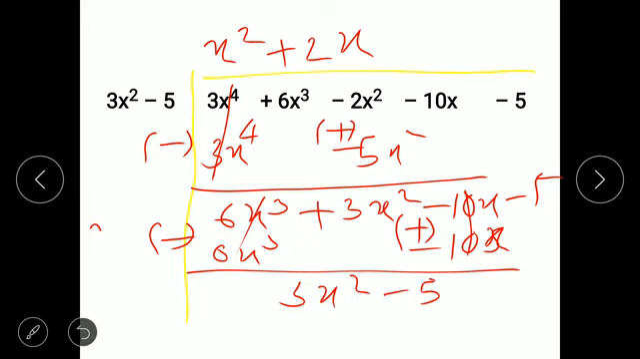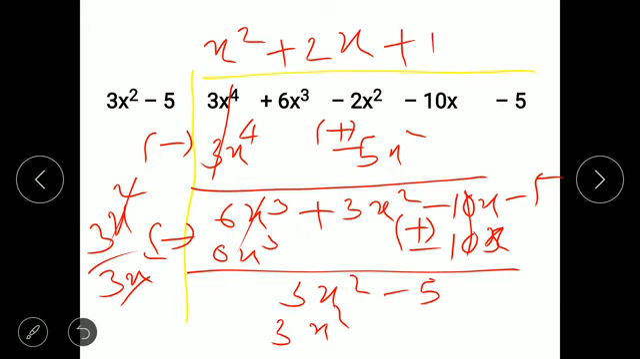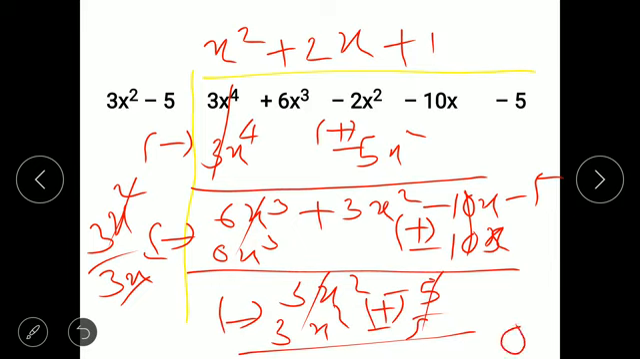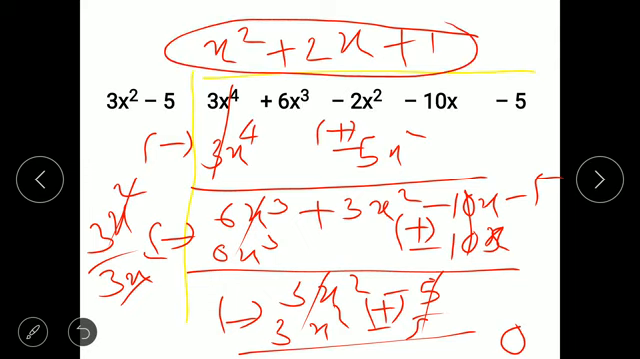Same way, 3x square by 3x square cancels, means 1 will remain. 1 into 3x square minus 5. Minus cancel, plus cancel. The remainder is 0. So we divide with 3x square minus 5. When you divide the given polynomial, what will we get as the answer? We get the answer as x square plus 2x plus 1.